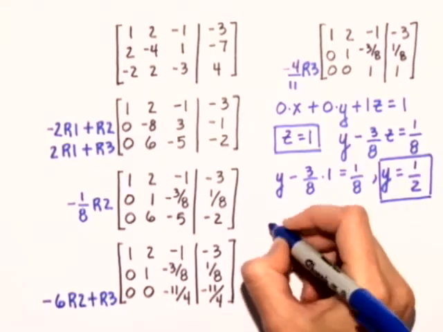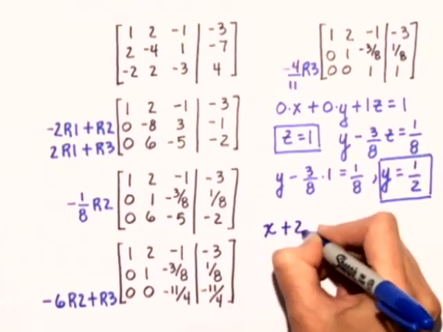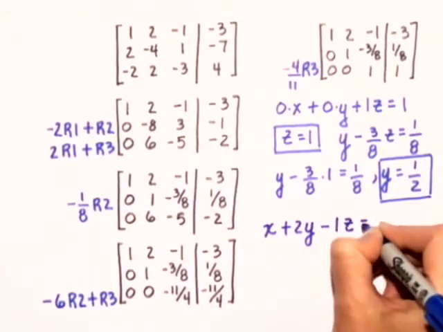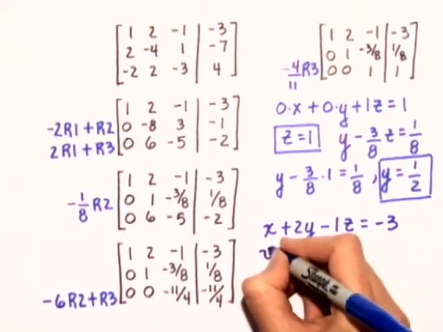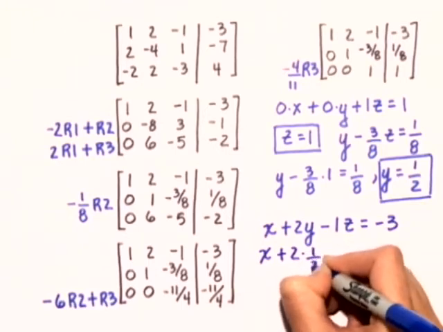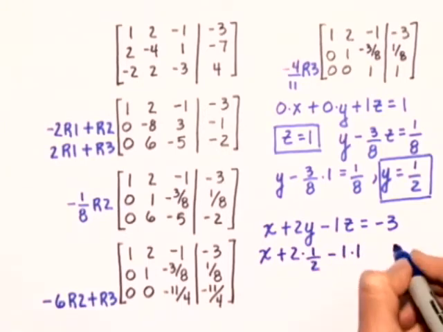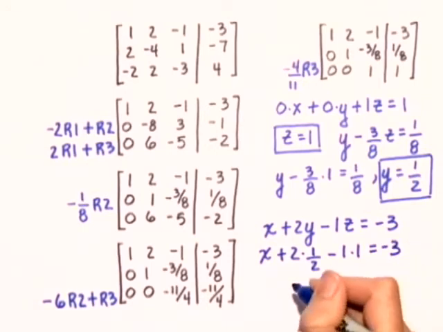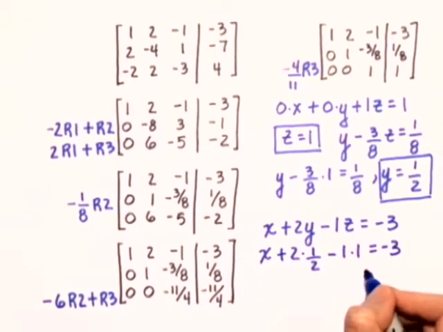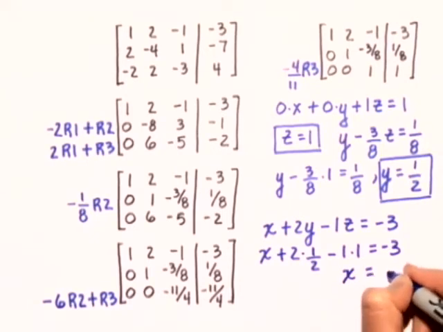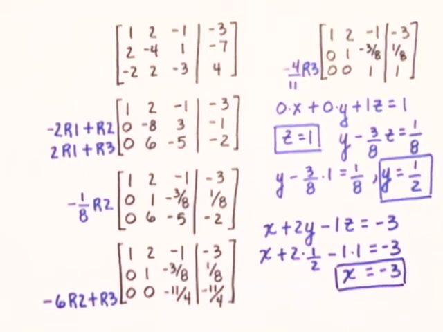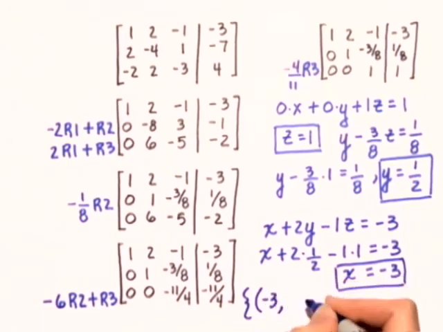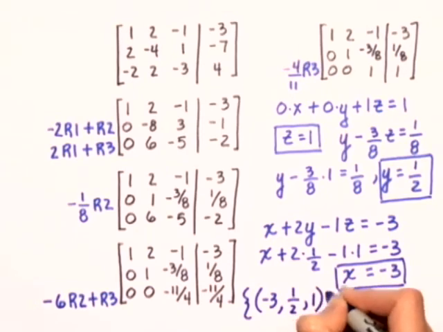The first row says 1x, or just x, plus 2y minus 1z equals -3. I'll substitute in what I know y and z to be, and I'll have x plus 2 times y, which is 1/2, minus 1 times z, which is 1, equals -3. If I solve this equation for x, I just get the solution that x is equal to -3. So now I can state my solution. The solution set is the ordered triple where x is -3, y is 1/2, and z is equal to 1.